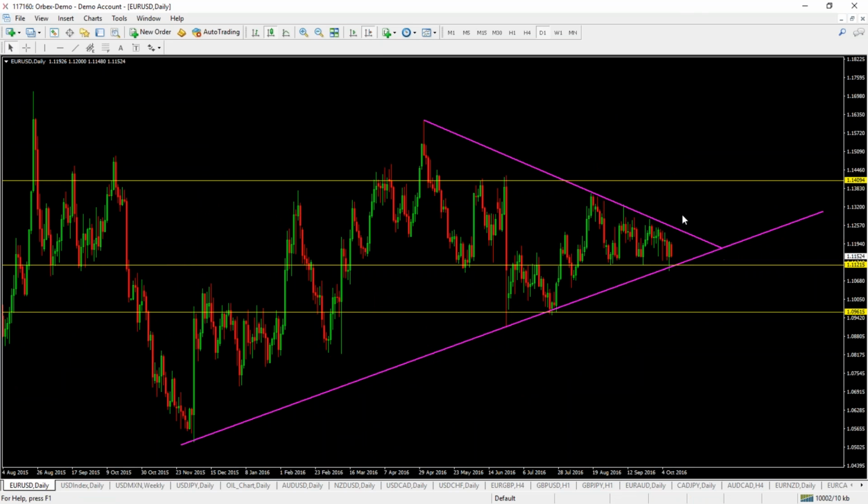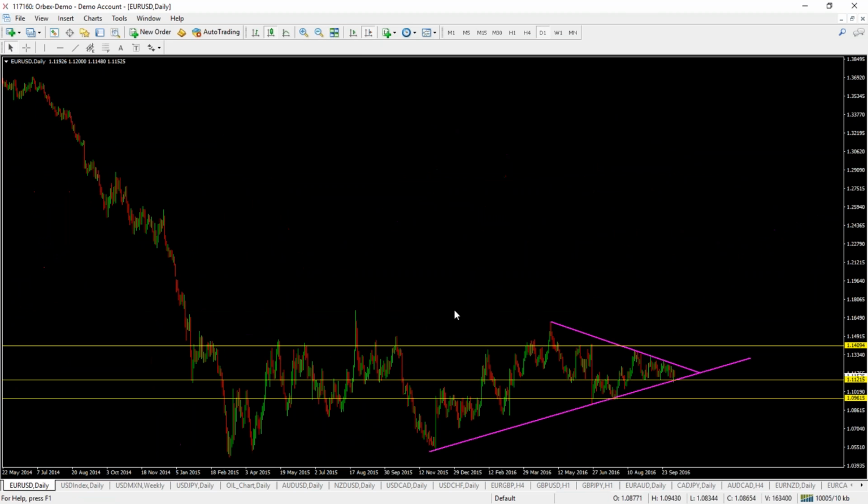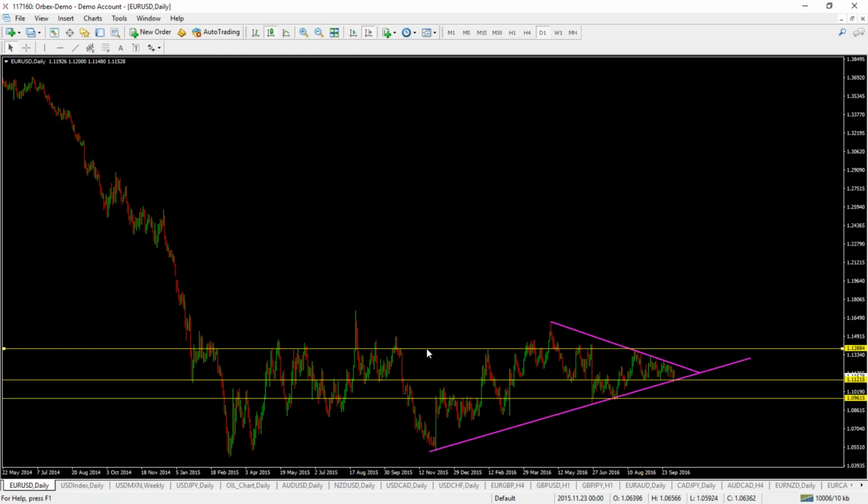And for now, I'm looking for a topside break to take place. So I'll be looking for a break of this bearish trend line for the market to move higher. And the key price pivot for me is really this 114 level, more like 113.